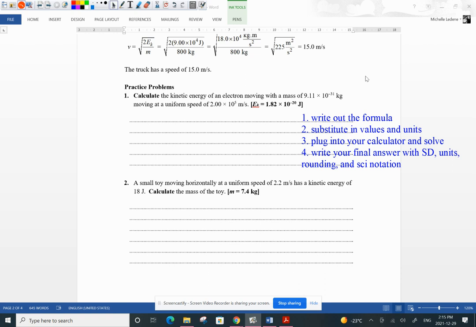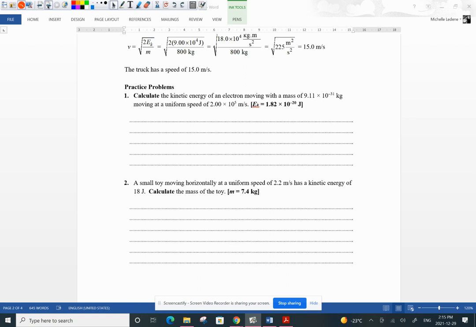Just like for every physics question, write your formula out and then substitute in your values, including your units, put them into your calculator, do your math magic, and then when you write your final answer, make sure you've got those 4 important things: sig digs, units, rounding, and scientific notation. Okay, let's give this a go.